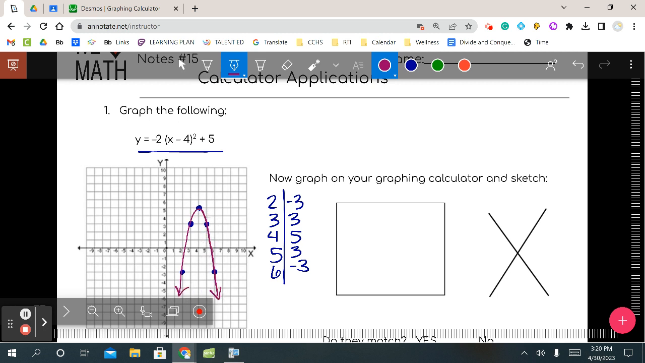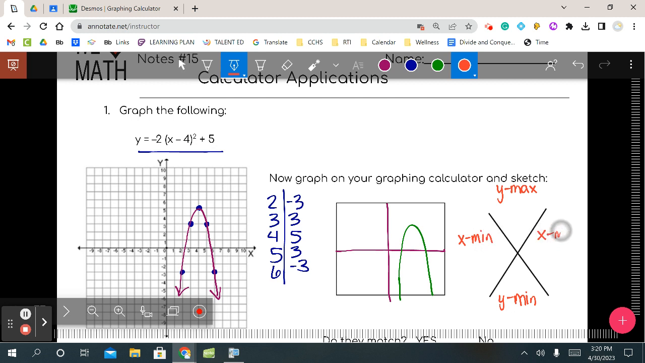Now what we're going to do is we're going to sketch that. So we draw our x and our y-axis, and it looks like it comes up and then back down. So that's what it's going to look like. Now you're probably like, okay, what does that x mean? This is where we put our information of what our window dimension is on our graphing calculator. So this is your y max. This is your y min. This is your x min. And this is your x max.